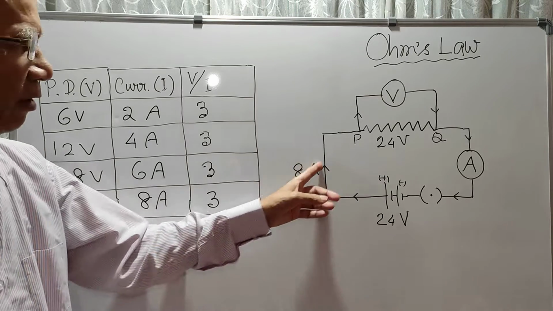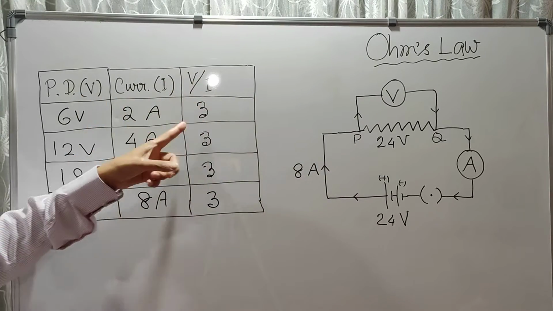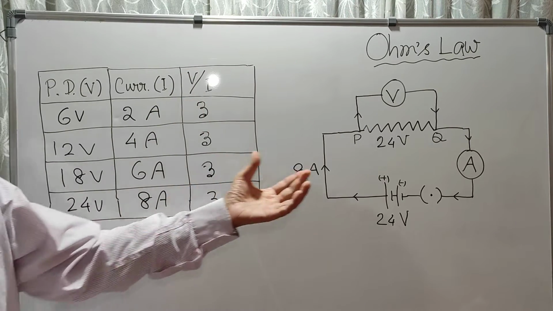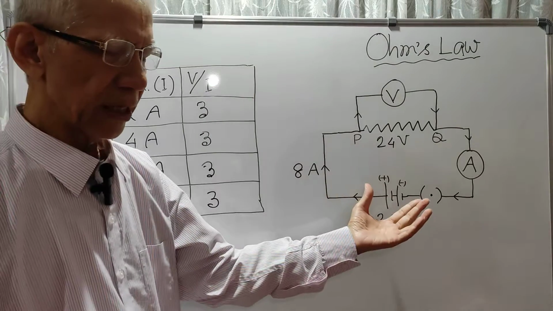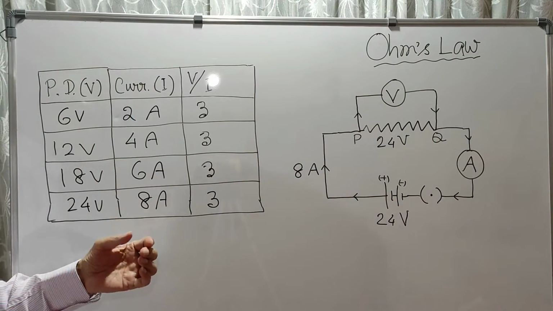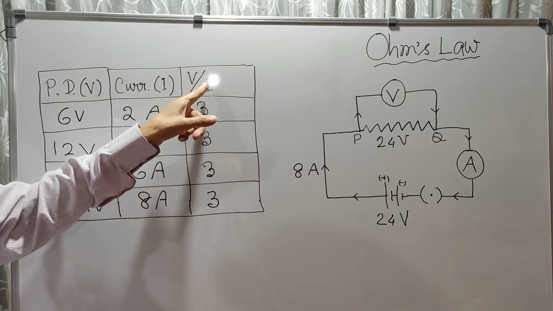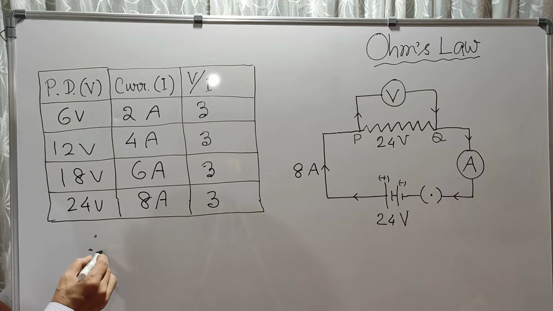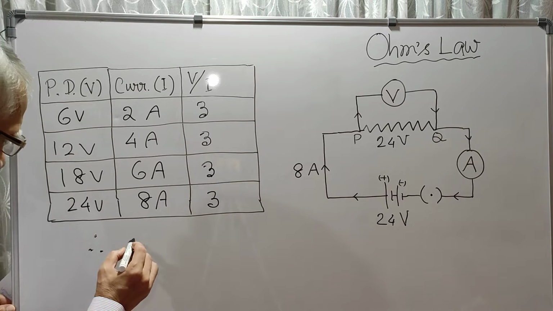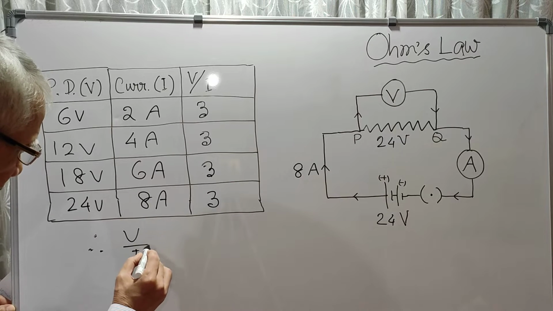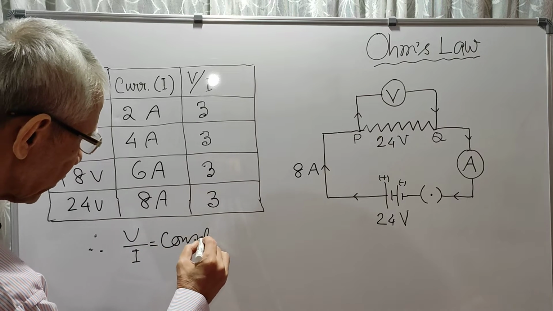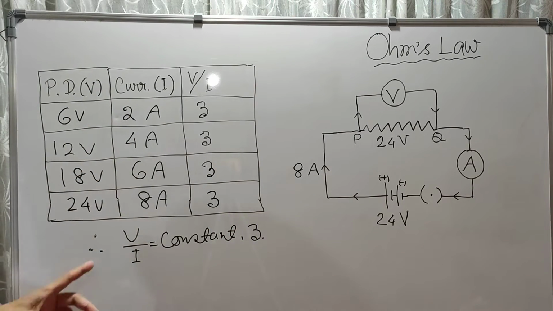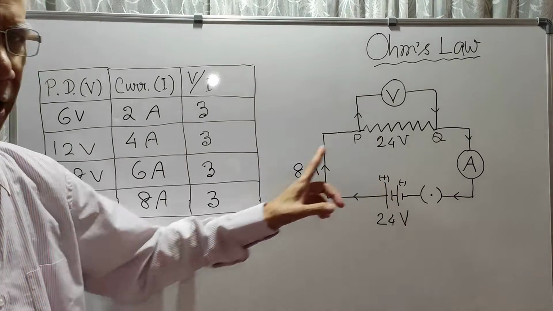So when you do the activity, you will find this ratio V by I is always the same. That means constant. After doing the experiment, what conclusion do we gather? The conclusion is that the ratio V by I is constant. It is a constant value. And what is that constant value? 3. All right. So this is what we find from the activity.